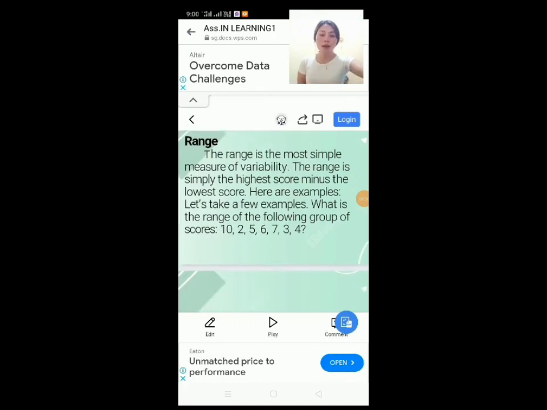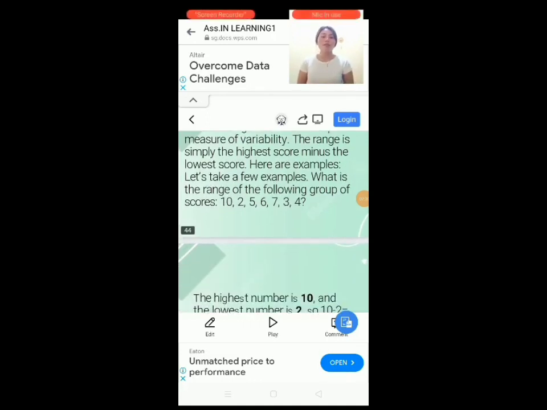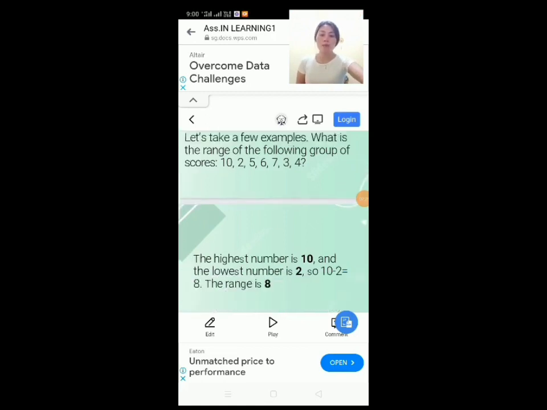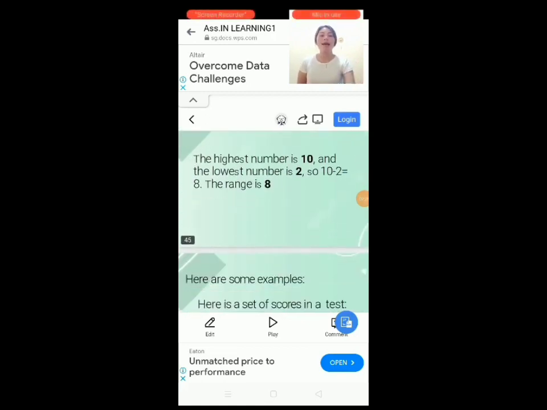So for example, what is the range of the following group of scores? 10, 2, 5, 6, 7, 3, 4. So the highest number is 10 and the lowest number is 2. So 10 minus 2 is equal to 8. So the range is 8.